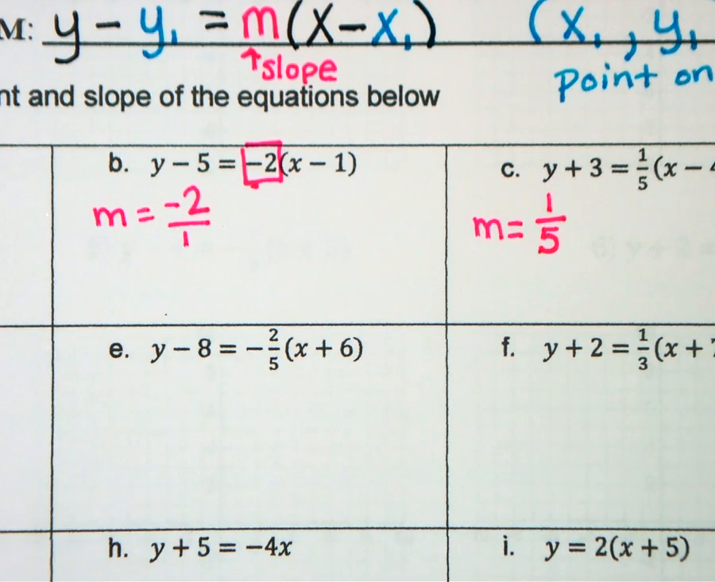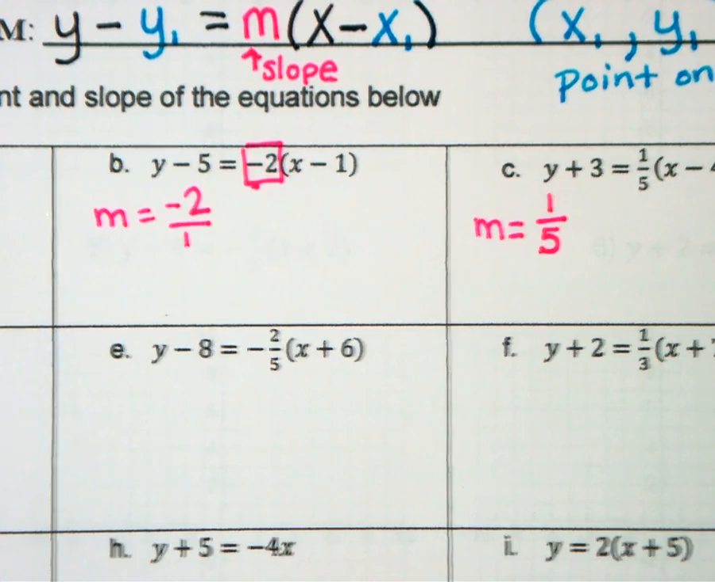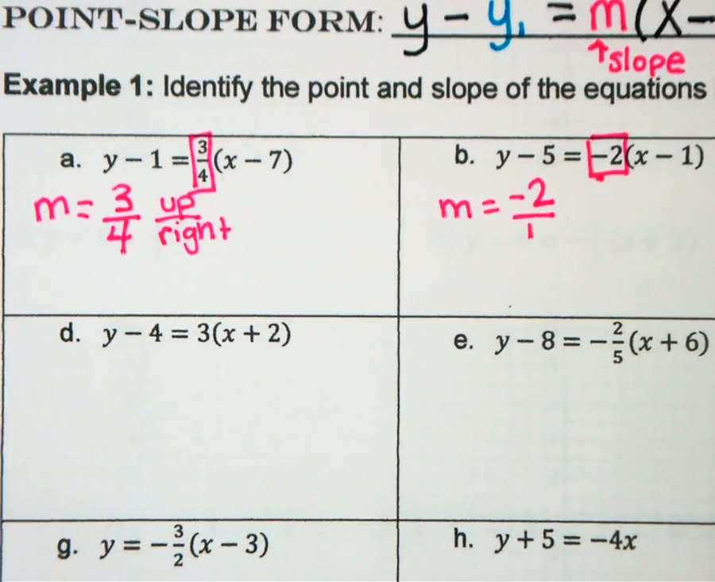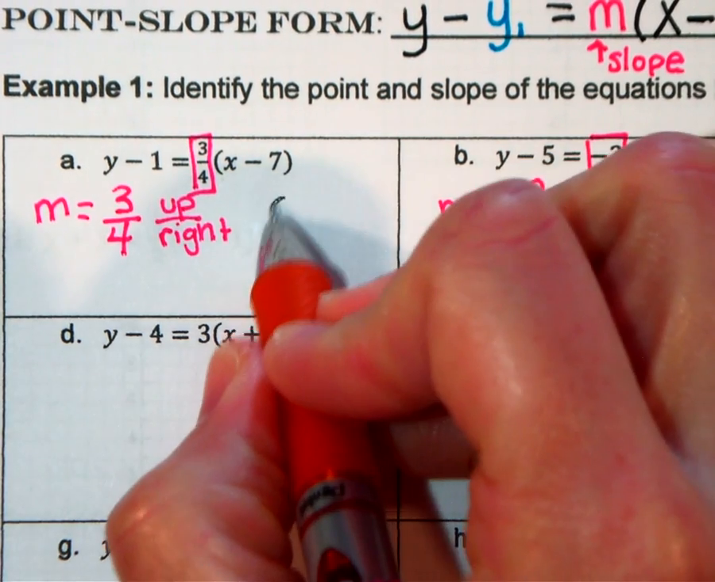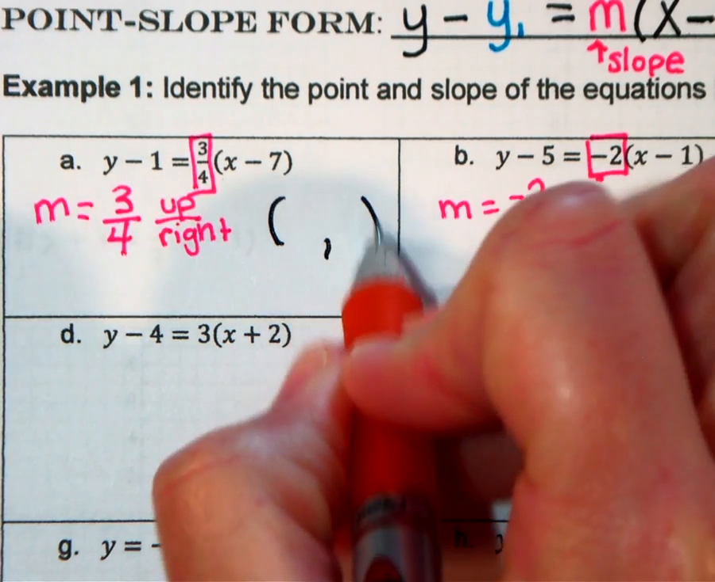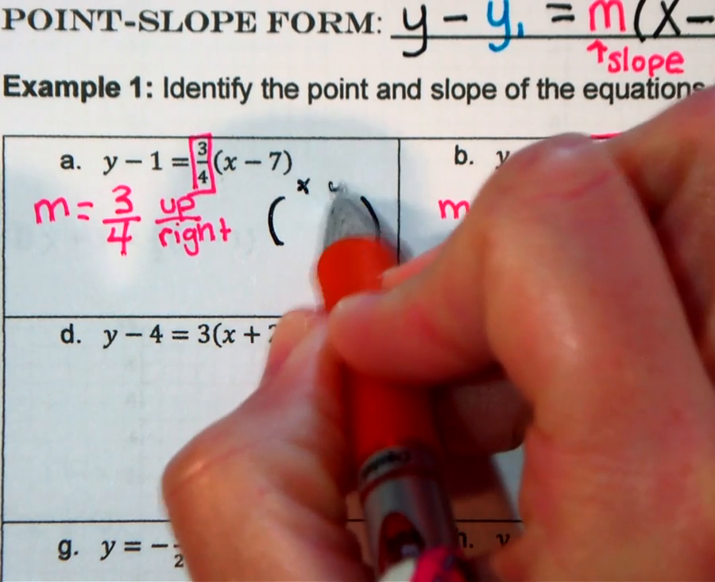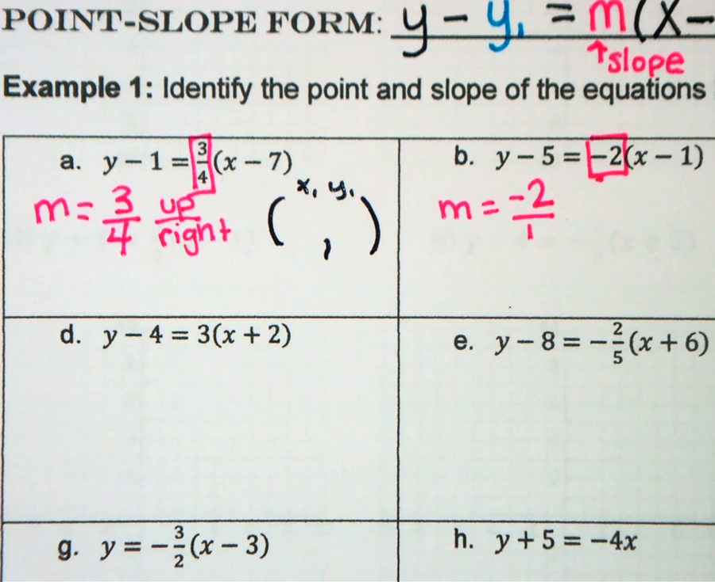So now what we're going to be doing is identifying the point that is on this line. Let me go back to the first one. So we're going to give an x comma y. So that's x1, y1. That's what we're giving here, x1, y1. Okay, so a little note to self.